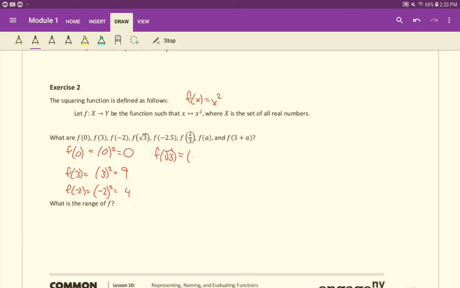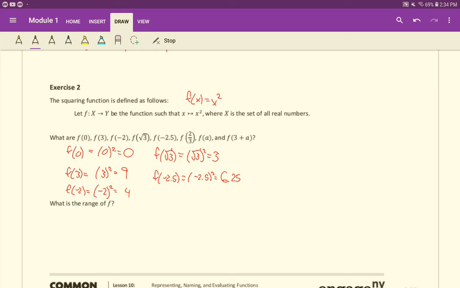f of the square root of 3, well, that's the square root of 3 squared. And so we get 3. When you square a square root, they cancel out. And of course, you can see that in your graphing calculator and stuff like that too. Okay, f of negative 2.5, that's going to be negative 2.5 squared, which is positive 6.25. Then we'll take a look at the next one, which is 2/3.